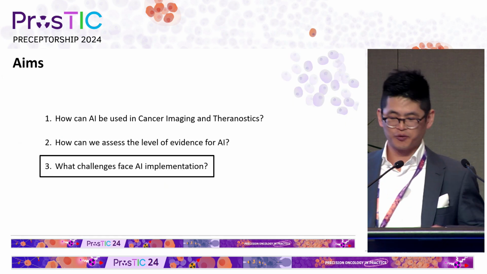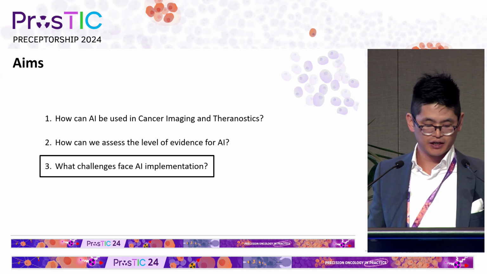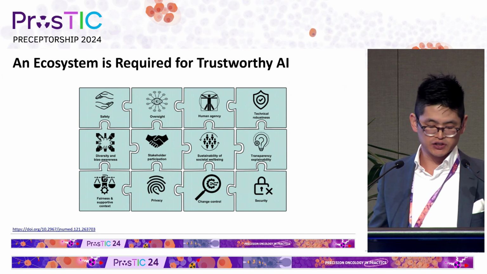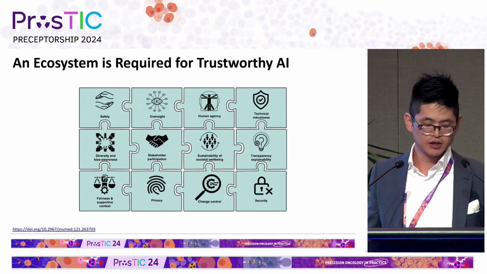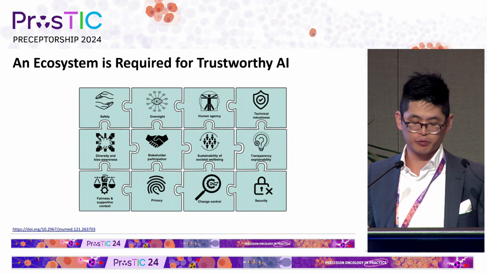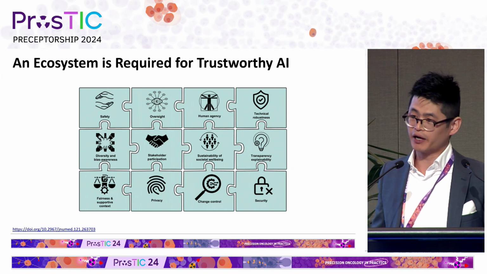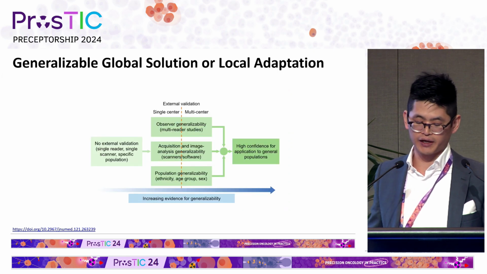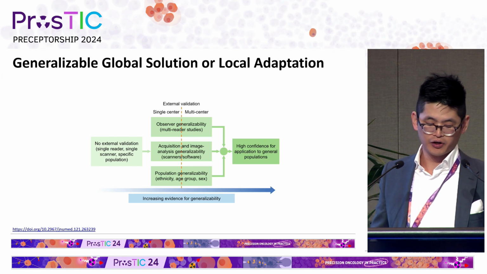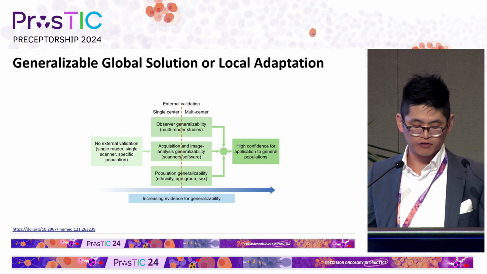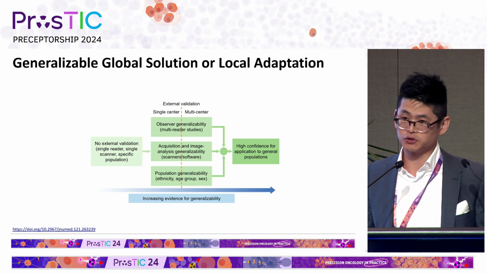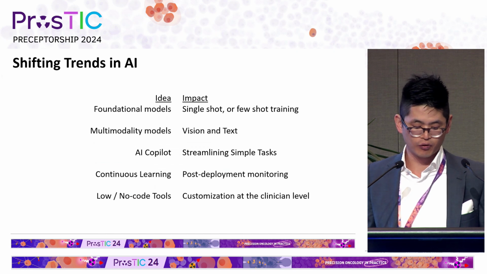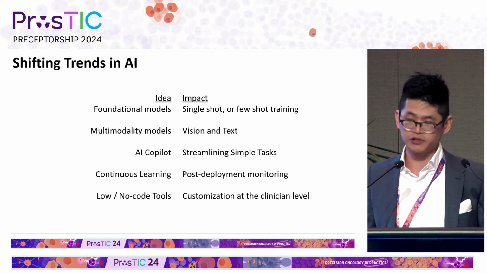Finally, number 3, what challenges face AI implementation? Well, ultimately, we need an ecosystem to create trustworthy AI. Privacy, security, safety are standard requirements. However, multiple parties are required when we want to tackle things like transparency, bias awareness, and fairness. And we need to create these robust trials to show that AI solutions are generalizable. However, we also then need to deliver that solution at the local level to unlock the promise of individualized patient care.